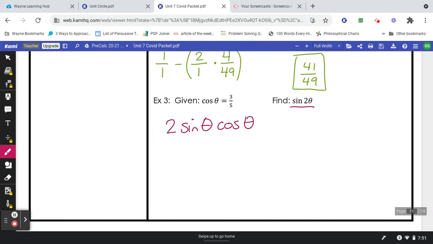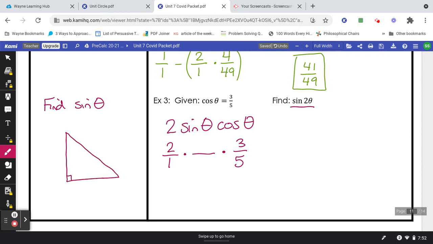And this is all just one big multiplication problem. So I know 2. I'll put 2/1. I don't know sine, but I do know cosine. So cosine is going to be 3/5. So off to the side here, we're going to have to find sine of theta. So here's how we're going to do that. We're going to draw a triangle. Label the sides.